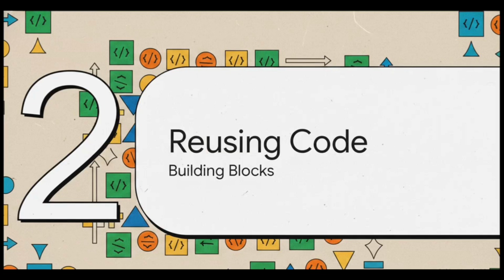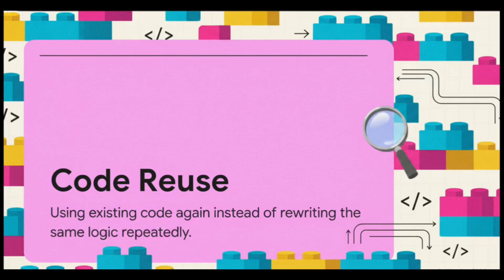Moving on to Section 2, building blocks and reusing code. Code reuse literally just means using existing code again instead of rewriting the same logic over and over. Think of it exactly like using those plastic building blocks we all played with as kids. When you're building a toy castle, you don't go and manufacture the raw plastic blocks yourself, right? No way. You just grab the pre-made blocks and snap them together to build something unique.